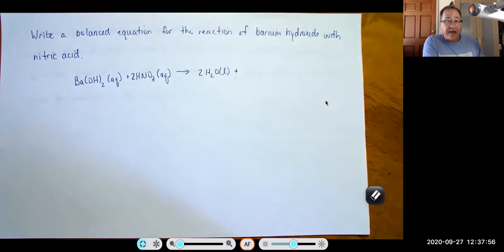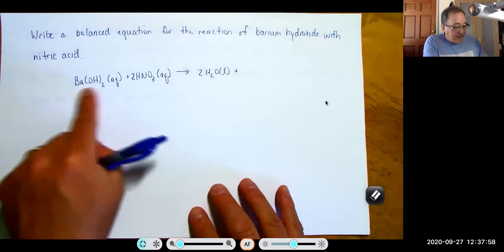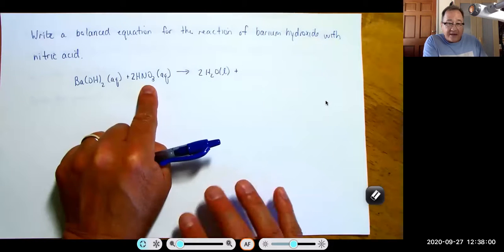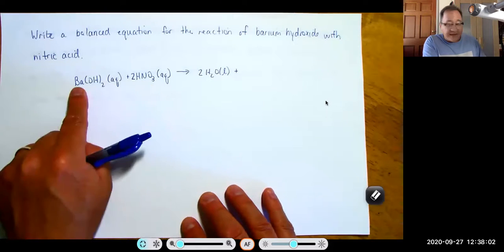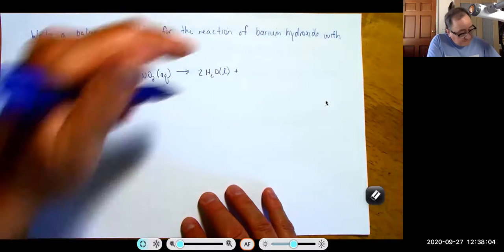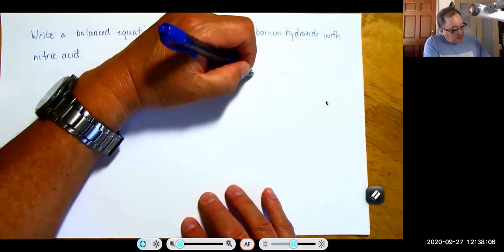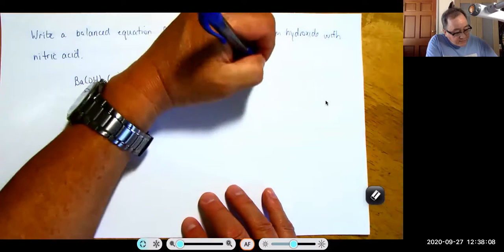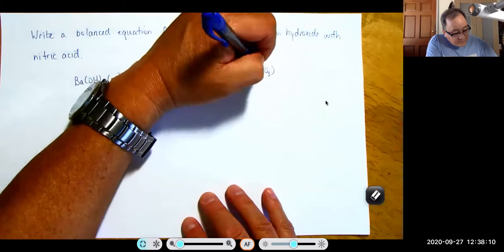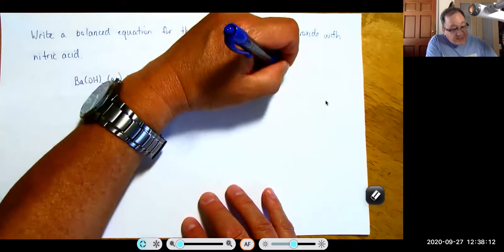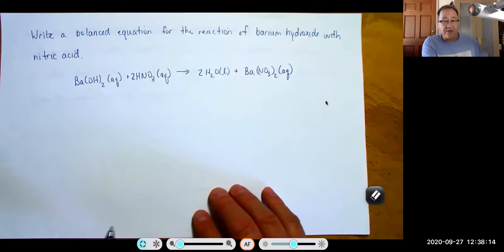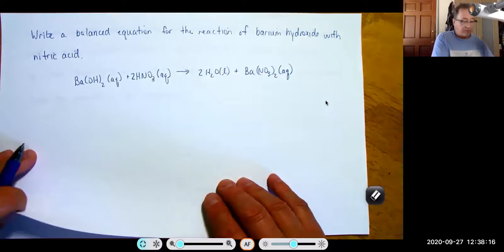So what's left over that's unreacted? Well, let's look for the cation first. The NO3 didn't react. Is that a cation? Nope. The barium didn't react. Is that a cation? Yep. Okay, and the NO3, there's 2 of them. So this is how we write 2 of them. And this is going to be aqueous because the nitrate is soluble.